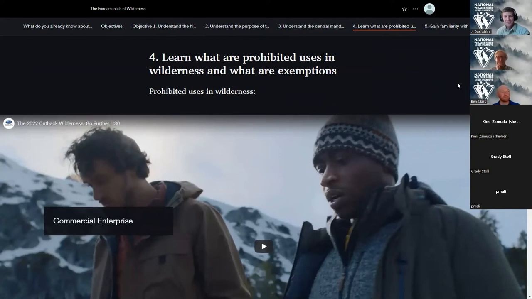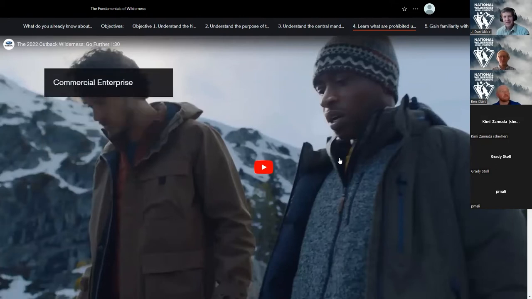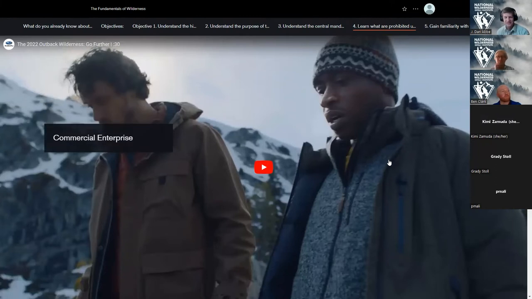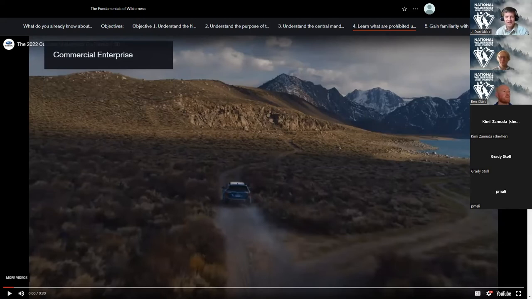So I'll go over the prohibited uses, but just to get you guys thinking a little bit, there's actually 10 prohibited uses that are outlined in the Wilderness Act in Section 4C. Commercial enterprises are prohibited in wilderness. So hopefully, as you move through your careers, if you're ever challenged with, let's say, a commercial filming crew comes and says, hey, we want to do something in wilderness, hopefully there'll be a little voice on your shoulder saying, wait a minute, I think that's a prohibited use. So that is one of the prohibited uses, a commercial enterprise.